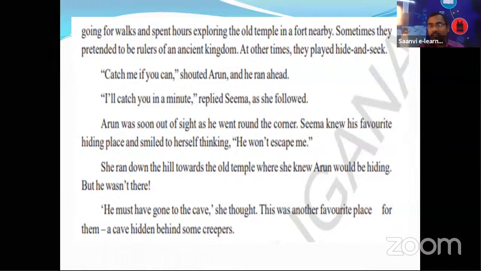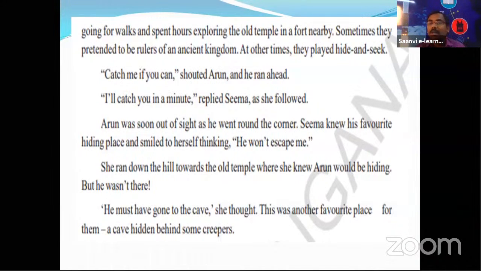Sometimes Seema might say that I am the queen of this country after reaching the fort. I am the queen of this kingdom. Sometimes maybe Arun says that I am the king of this kingdom. So they pretended, they acted to be rulers of an ancient, very old kingdom.